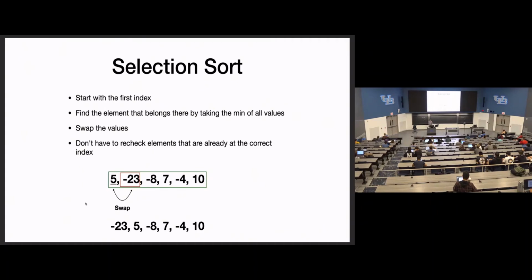So the way selection sort works is we're going to go to each index in the list and figure out which value should go at that index. So we start with the first index, and we're going to compare it with each other index and keep track of the minimum that we find.